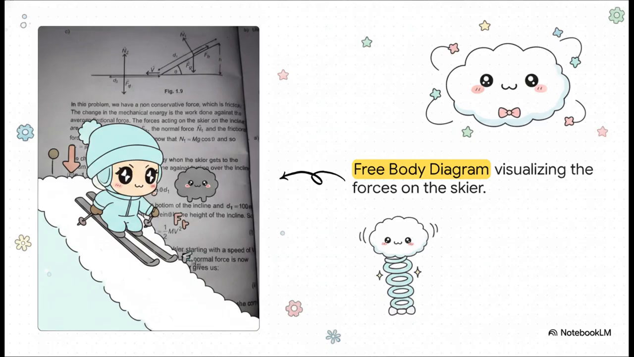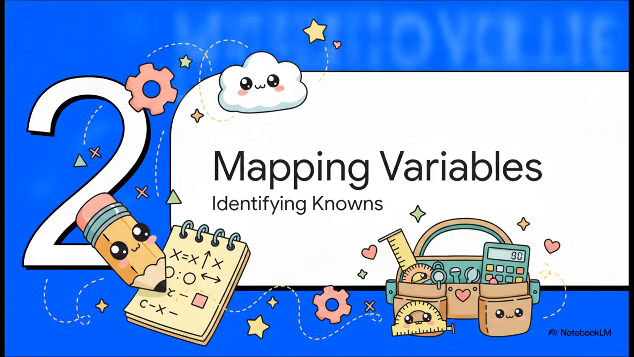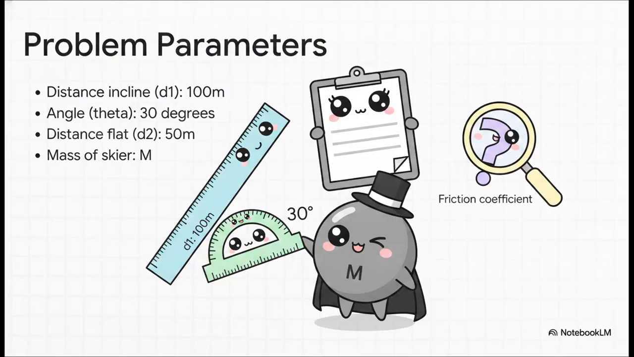Moving on to Section 2, mapping out the variables. Let's unpack our toolkit before we do any heavy lifting. What do we know? Well, distance 1, the slope, is 100 meters. Our angle, theta, is 30 degrees. Distance 2, that flat coasting section, is 50 meters. We're also given the mass of the skier, which is simply represented by the letter m.